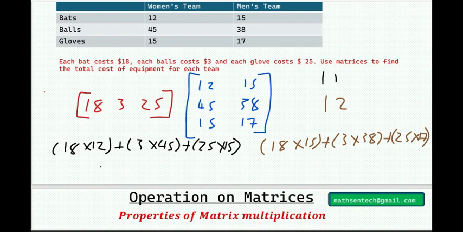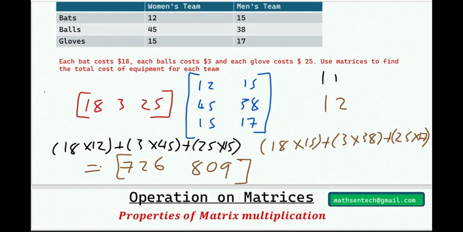So of course when you multiply this you're going to have 216. Let me just do the whole calculation. So 216 plus 3 multiplied by 45 plus 25 times 15. So you're going to get here 726. So the first one will be 726. And now the last one here, you're having 18 multiplied by 15 plus 3 multiplied by 38 plus 25 multiplied by 17. And here you're going to get 809. So this is your resultant matrix, 726, 809.